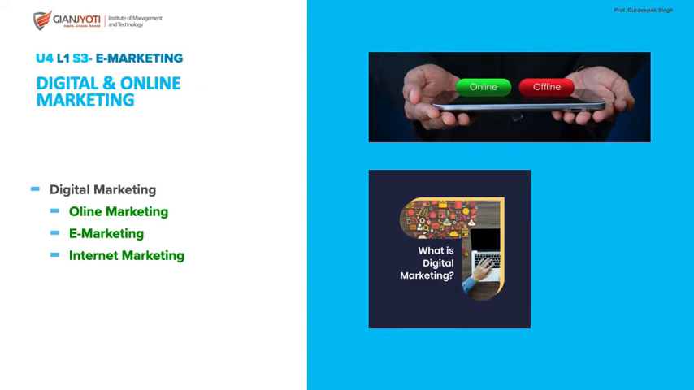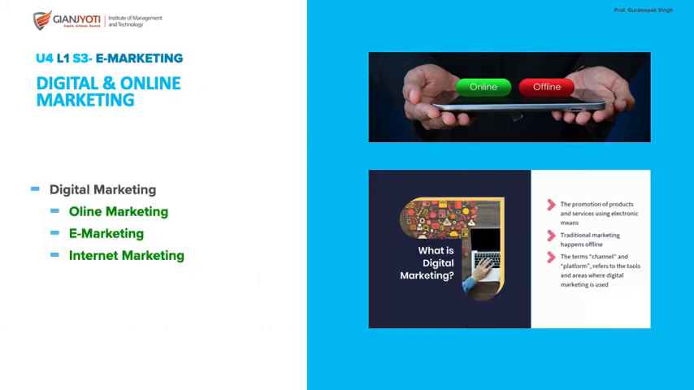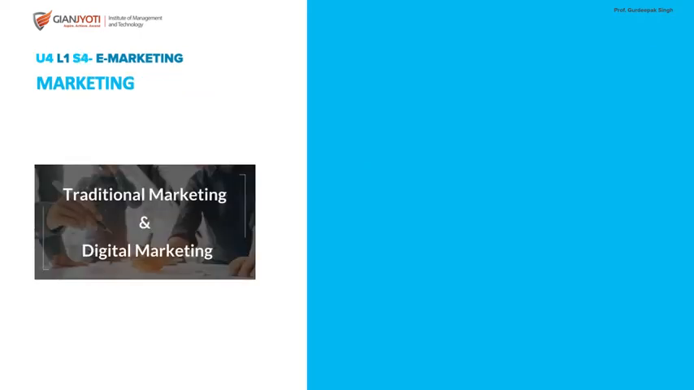So what is digital marketing if I have to define it? It is the promotion of products and services using electronic means. Traditional marketing happens offline, whereas digital marketing happens online through the internet. The terms channel and platform refer to the tools and areas which are used by digital marketing. So it's very important to understand the difference between traditional marketing and digital marketing.